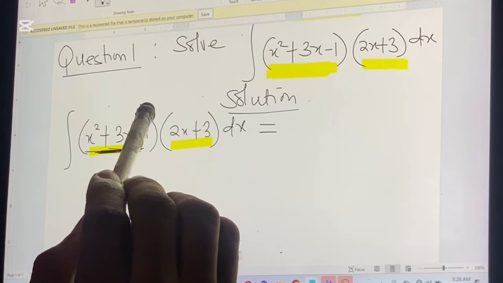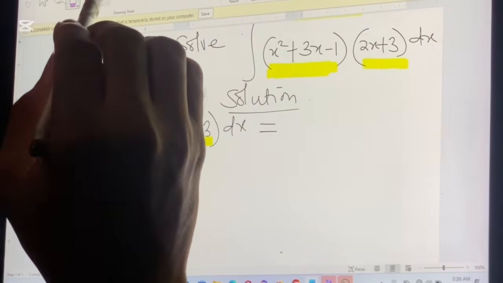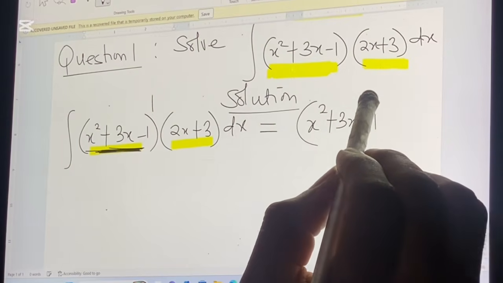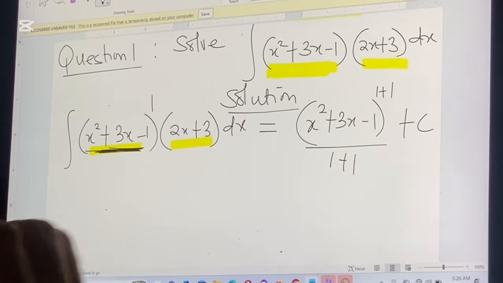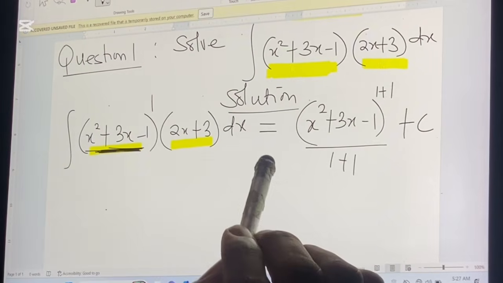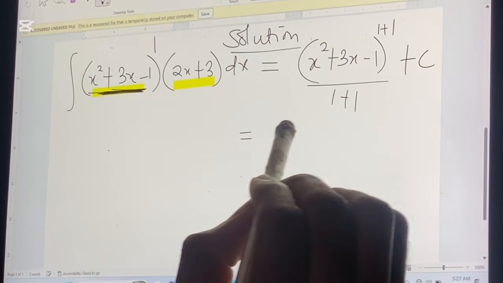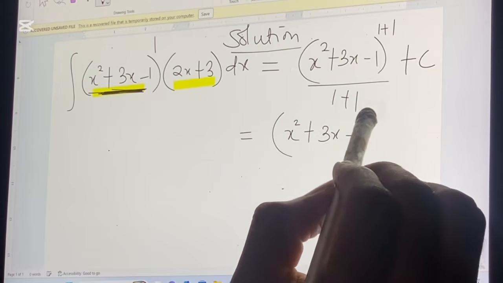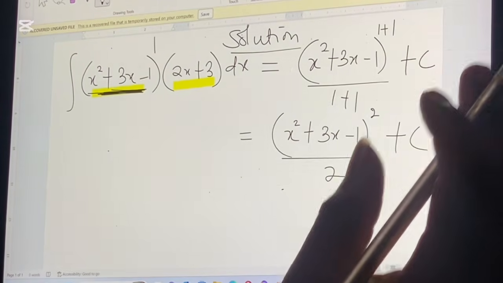So integrating this part here, there's an invisible 1 here. So I will have this to be s raised to the power of 2 plus 3s minus 1, all raised to the power of 1 plus 1 over 1 plus 1, plus c. This plus c because this is an indefinite integral. When you simplify this here, we have, class, s raised to the power of 2 plus 3s minus 1, all raised to the power of 2, over 2, plus c.